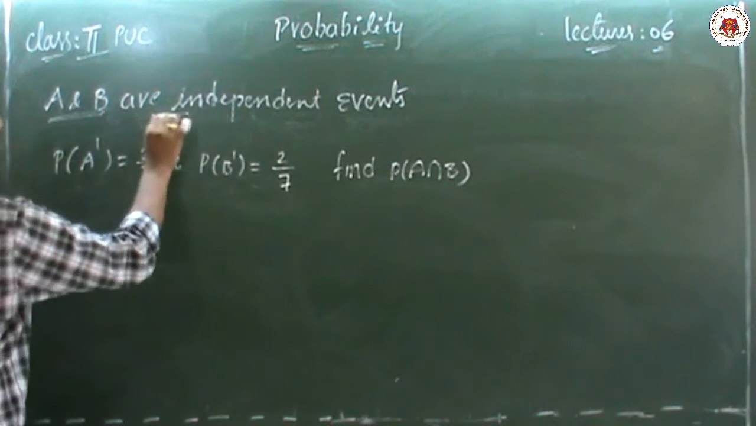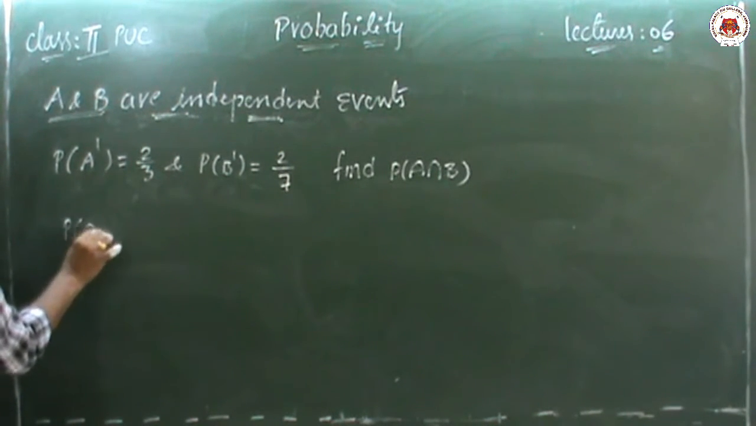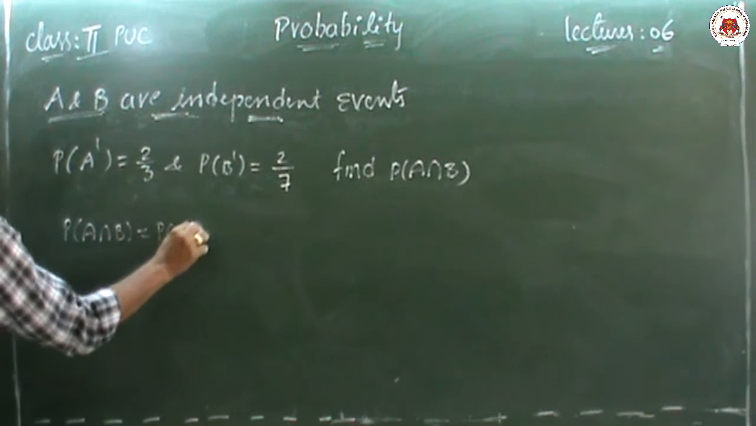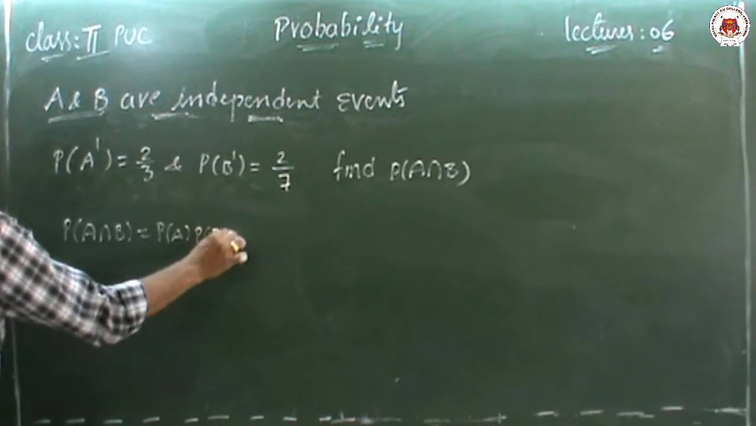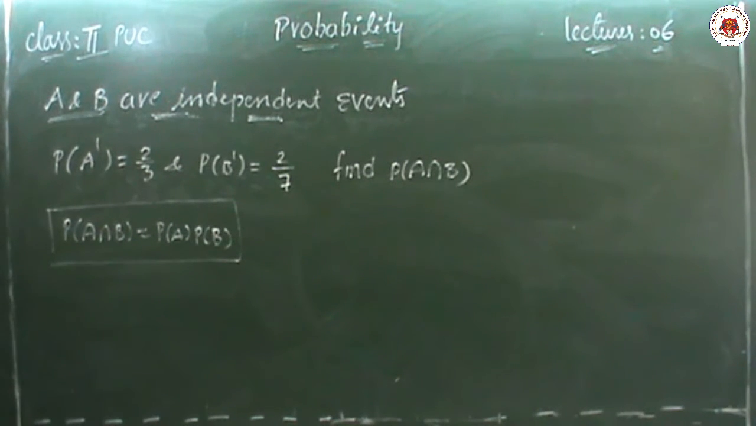First, come to the point that he gave independent events. What is the meaning of independent events? P of A intersection B equals P of A into P of B. This is called independent event. Independent event means P of A intersection B equals P of A into P of B.